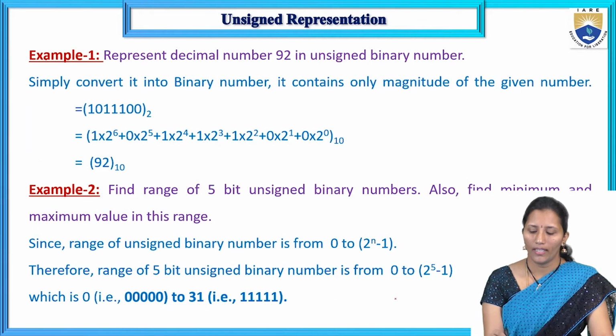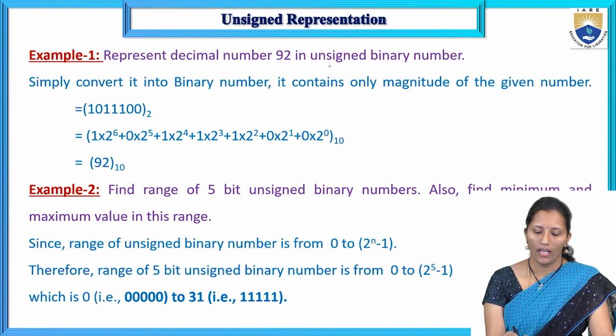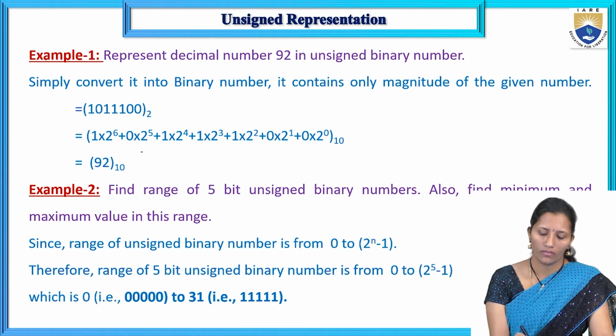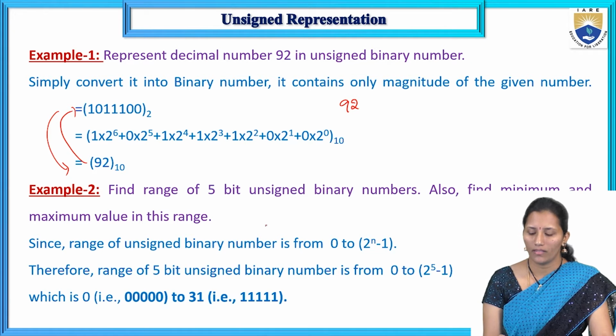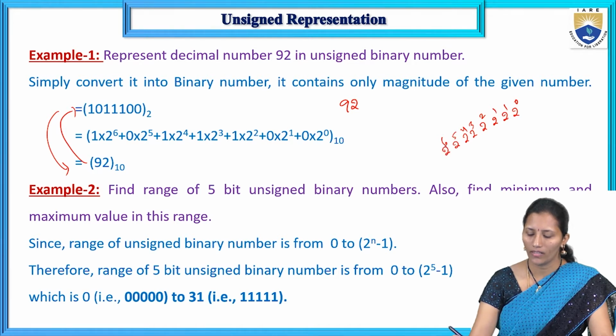Represent the decimal number 92 as an unsigned binary number. So here we have to represent 92 in the binary number system. How can we represent it? The weights of the binary number system are 2 power 0, 2 power 1, 2 power 2, 2 power 3, 2 power 4, 2 power 5, 2 power 6.